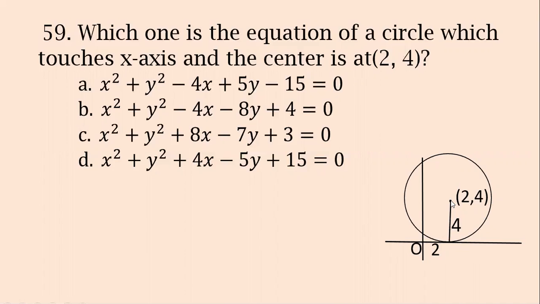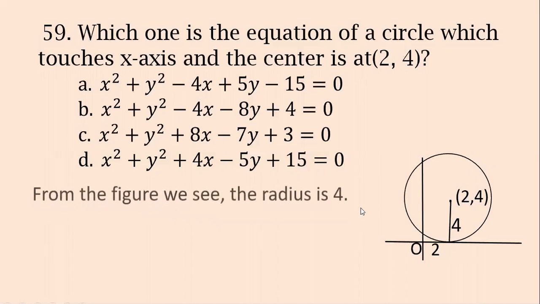And we took a decision earlier also: if a circle touches x-axis, then the y coordinate, that is the ordinate of the center, will be the radius of the circle. So (2, 4) is the center here and 4 is the radius. So what is the equation of the circle? (x minus 2) whole square plus (y minus 4) whole square is equal to 4 square.